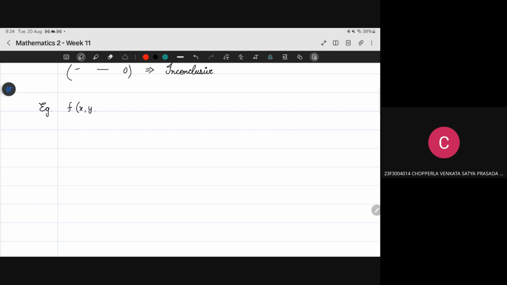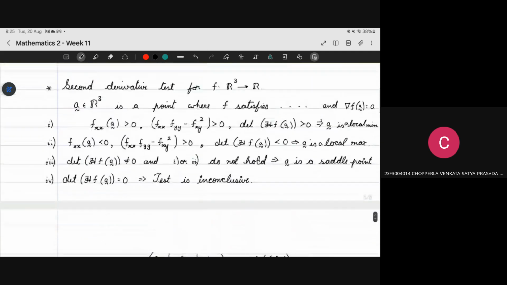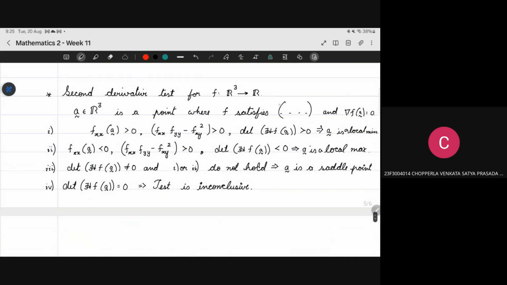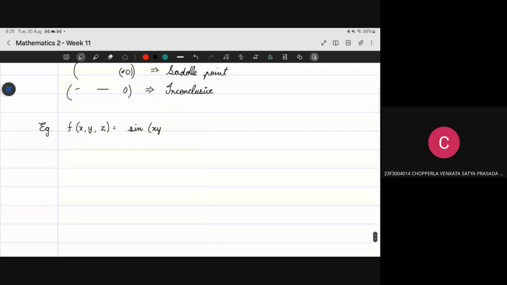Do you have any favorite function? xy by x square plus y square. There, actually, your partial derivatives are not continuous, so I cannot use that. Here, the regularity conditions require that partial derivatives of second order exist and are continuous in a ball around the point. So let us take a simpler example.